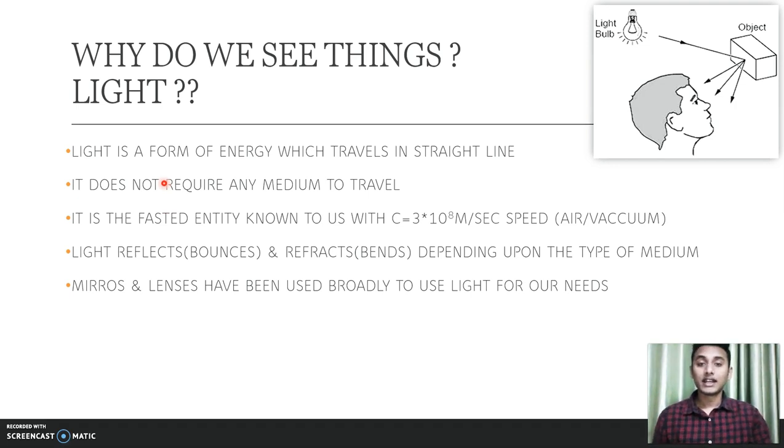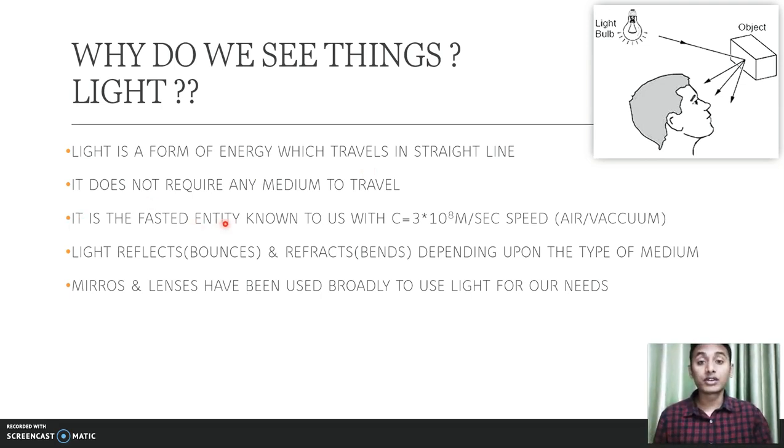So what is light? As we know that energy can neither be created nor be destroyed, but it changes form from one form to another. One of those forms is light. Light is a form of energy, and we have also come to know that it travels in a straight line. Light also need not require any kind of medium to travel. That means it can also travel in vacuum.